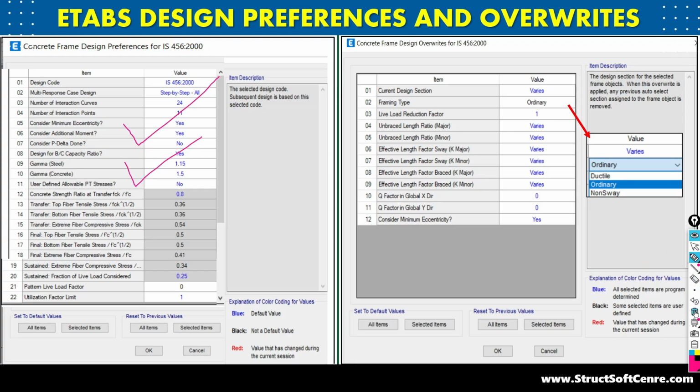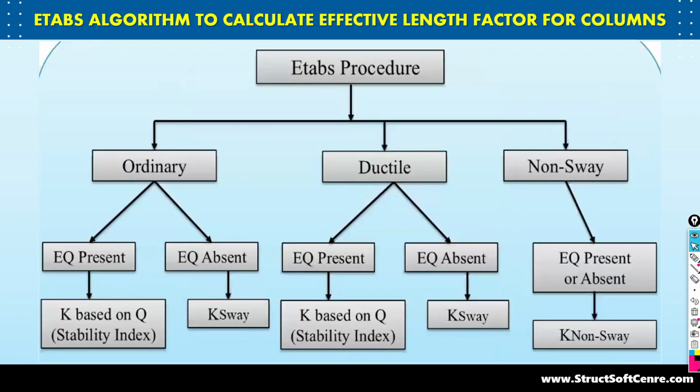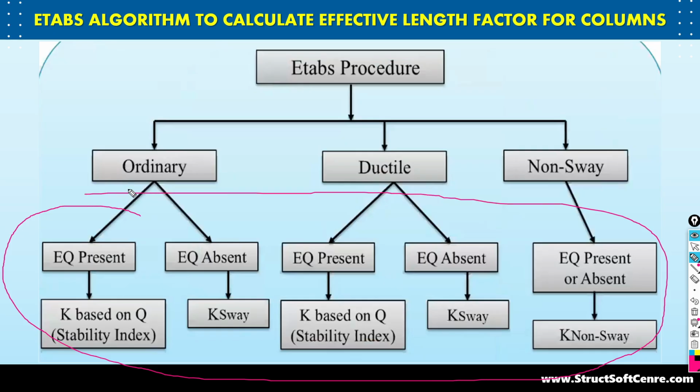So you have to learn all of these things, and after setting out all of these things, you have to move towards the design, and this will be the chart for the designing of your frame. If your framing is ordinary, if your framing is ductile, if your framing is non-sway, based on that, how your software, ETABS software, is going to design your frame, it is what the chart is defining.